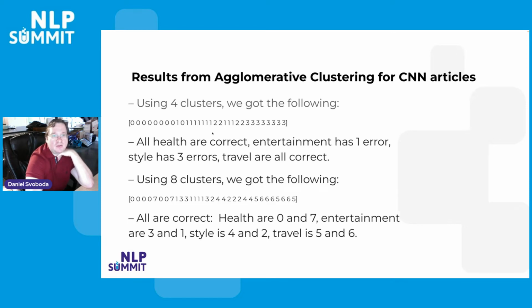And then finally, the travel ones, which are 3s, were all detected correctly. So using 8 clusters, they were all detected correctly, with health being 0 and 7, entertainment being 3 and 1, style being 4 and 2, and travel being 5 and 6.